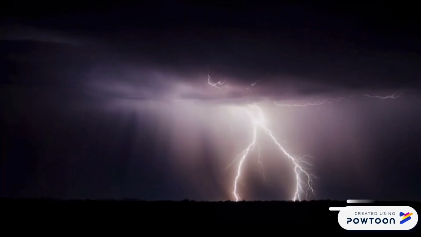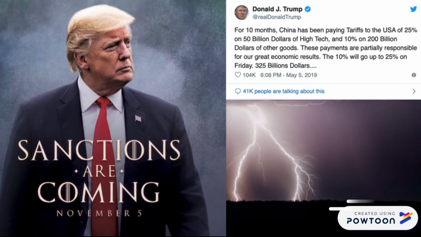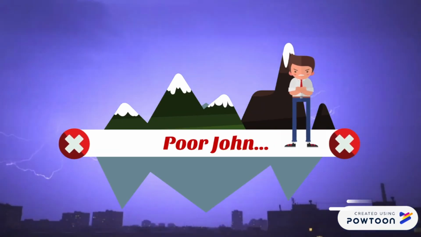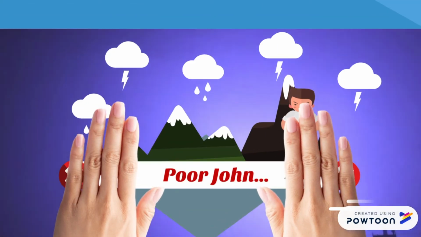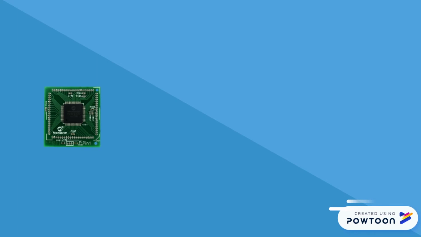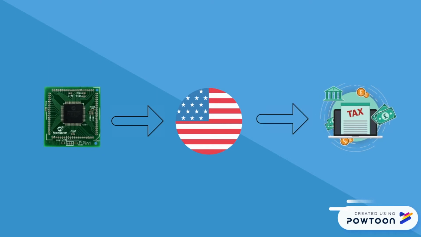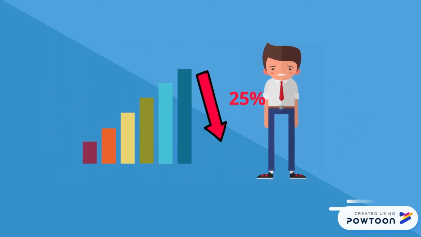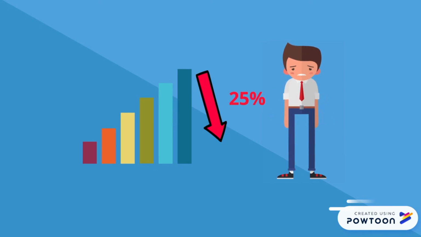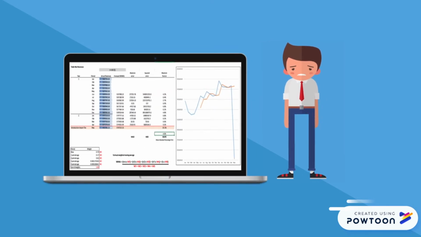Well, maybe you shouldn't. Trump just introduced tariffs on Chinese goods. Poor John. As a company selling microchips, one of his main export destinations is the US, and Trump had just introduced taxes on Chinese imports to the US. Therefore, the result of this tax is a decrease in sales of about 25%. Let's have a look at our Excel sheet now.